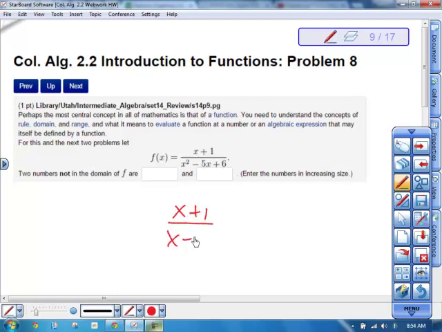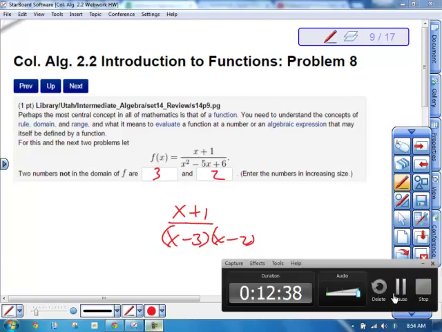We can factor it into x minus 3, x minus 2, and we can find out that the places we can't have are 3 and 2. So 3 and 2 are places where this function is 0 in the bottom, and therefore undefined.